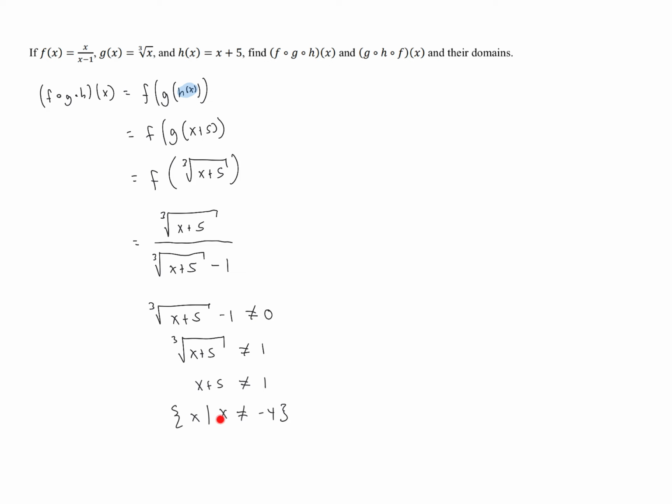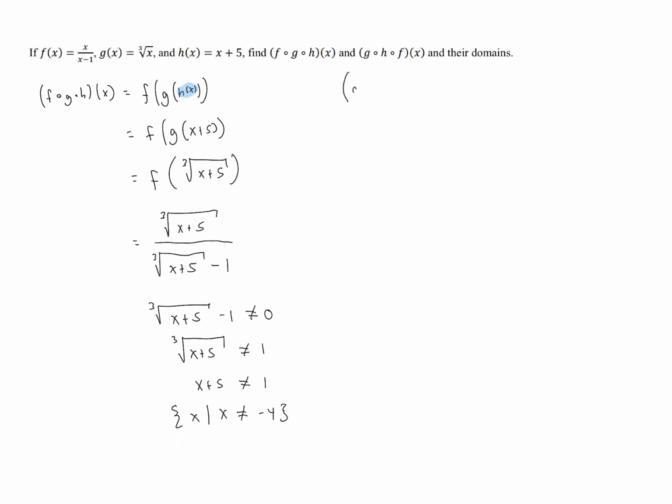If x was negative 4, when we plug that in here, we'd have negative 4 plus 5, which is 1. And then the cube root of 1 is 1, and then 1 minus 1 is 0. That would give us a 0 in the denominator, so our function's undefined, so it can't be part of the domain. Now that was just the first half.